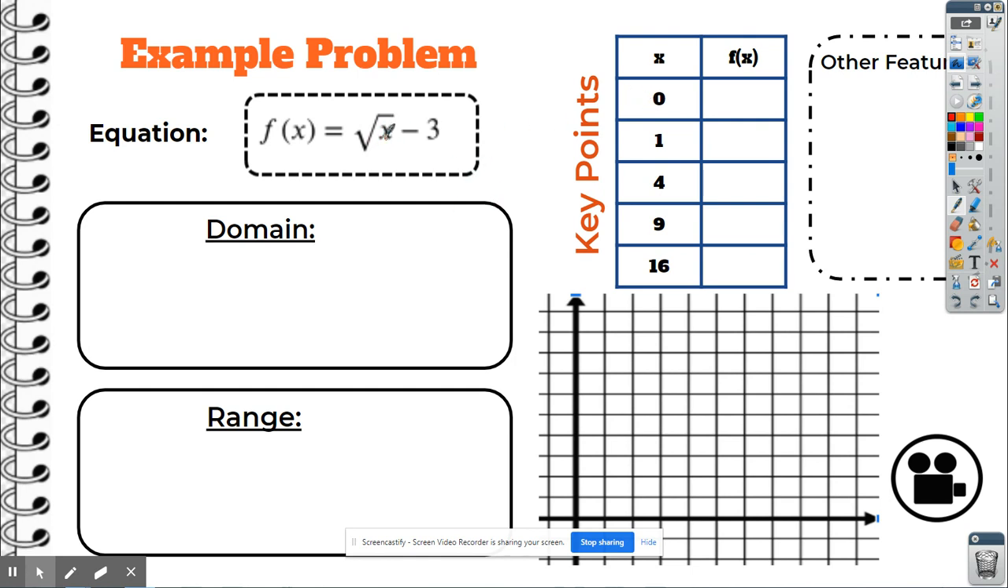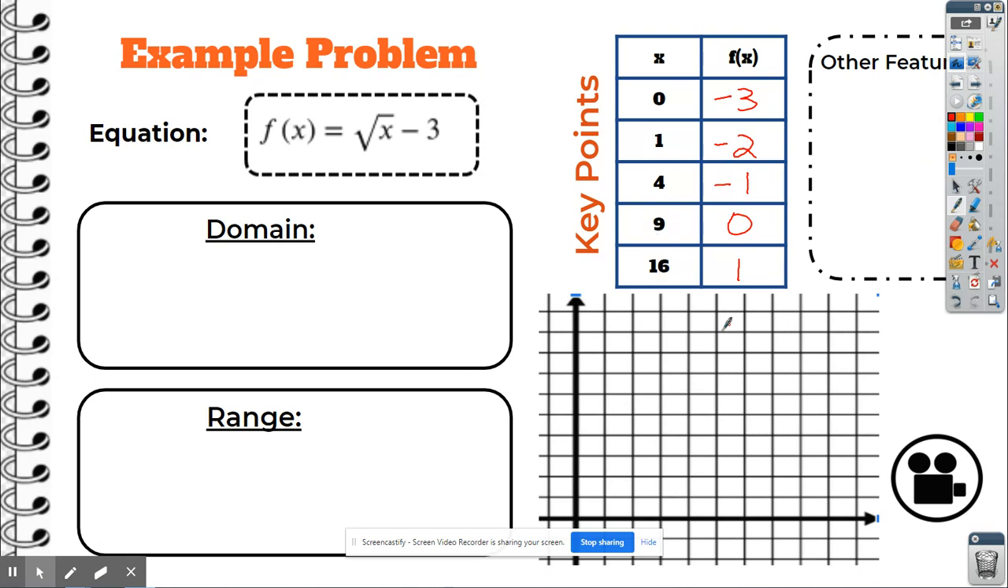So I put in 0: the square root of 0, minus 3, gives negative 3. I put in the square root of 1, which is 1, minus 3, so I'll have negative 2. I type in 4, take the square root of 4, that would be 2, minus 3, so negative 1. Then I put in 9, the square root of 9 is 3, 3 minus 3, I get 0. And then the square root of 16 is 4, 4 minus 3, and now I have 1. So basically, these are our set of values for this particular problem.